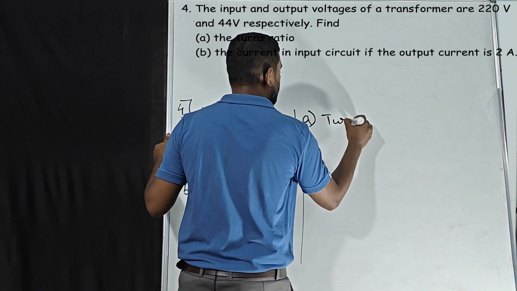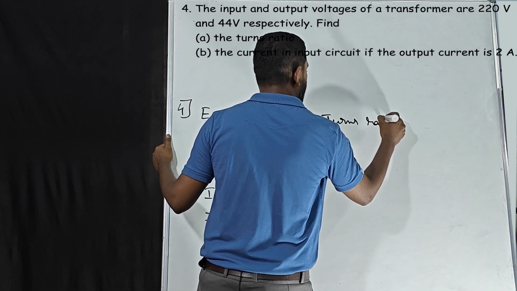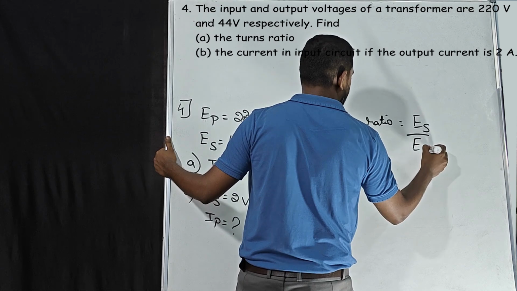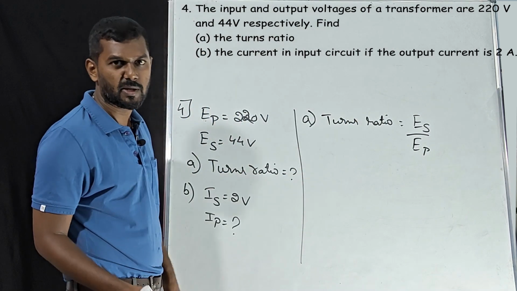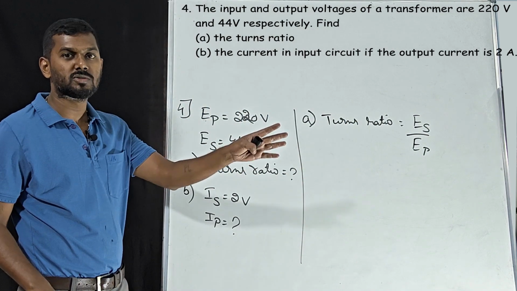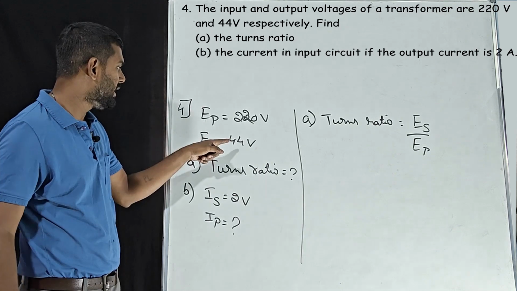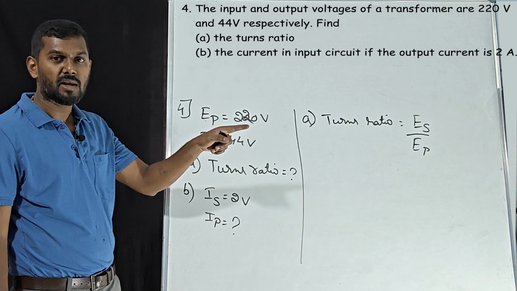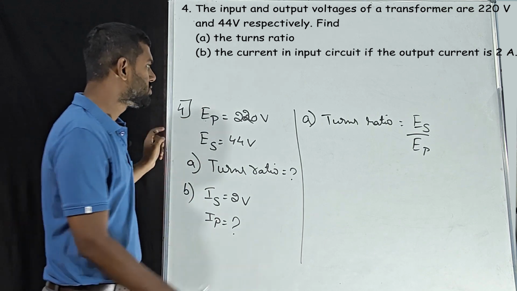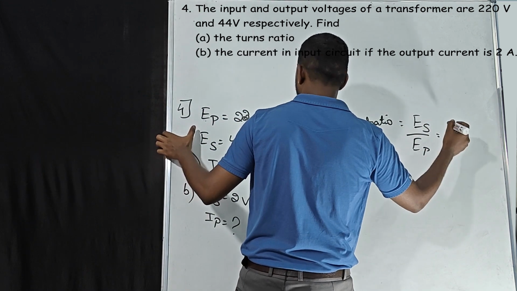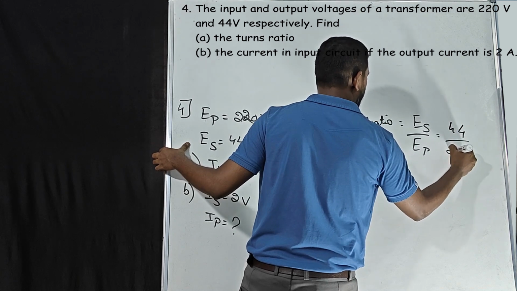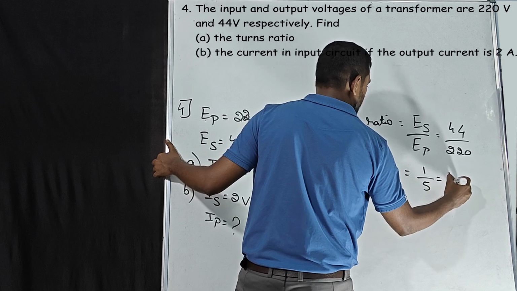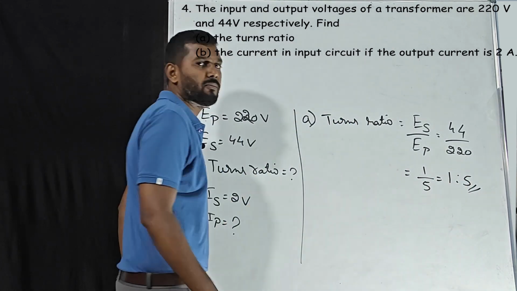So turns ratio is nothing but, here we have to use ES by EP. Correct, ES by EP is equal to NS by NP is equal to IP by IS. All those things to find a particular value. When it comes to turns ratio, we have to use any one of the physical quantities where both the values are given. So here ES is 44 divided by 220. When you solve it, the answer will be 1 by 5. 1 by 5 is nothing but 1:5.